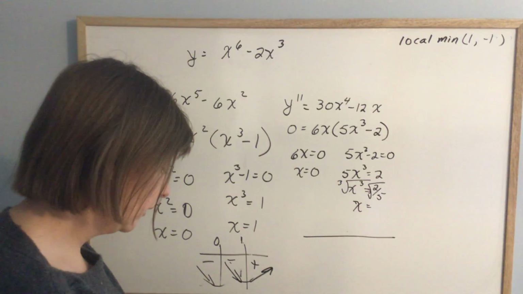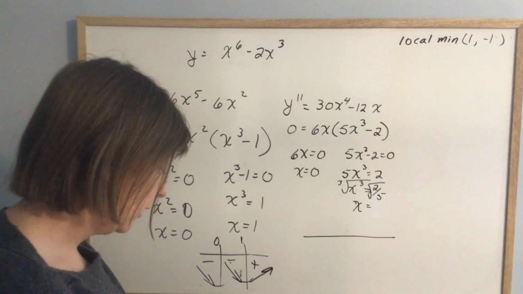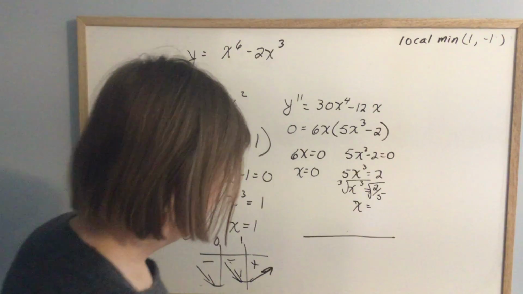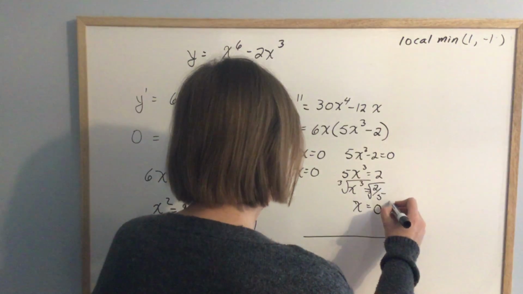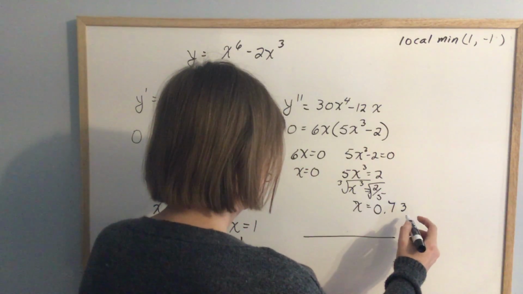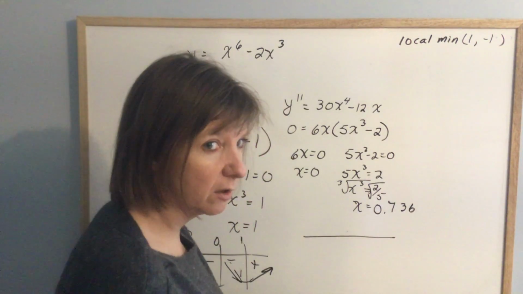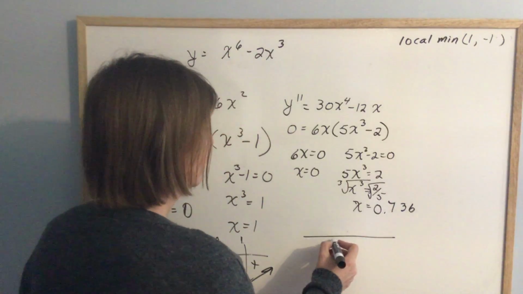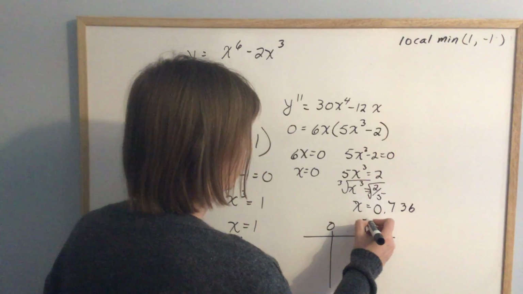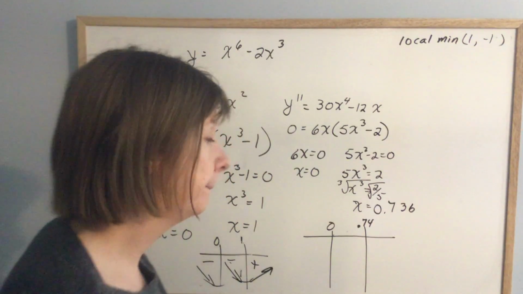Second. I'm just making sure that I'm being really specific with my calculator. I get 0.736. Okay, I get this horrible number. All right, so I get 0 and 0.74, we'll say.